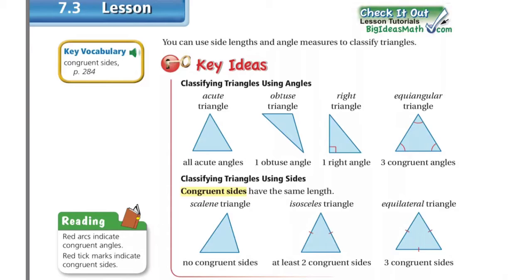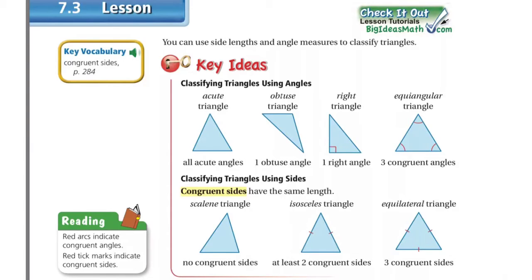And then there's a fourth way. If all three angles are the same, we actually call it an equiangular triangle. Almost nobody uses this term. We would normally just call it an acute triangle. But if you want to call it equiangular, you can do that too. That's if all three angles are the same.